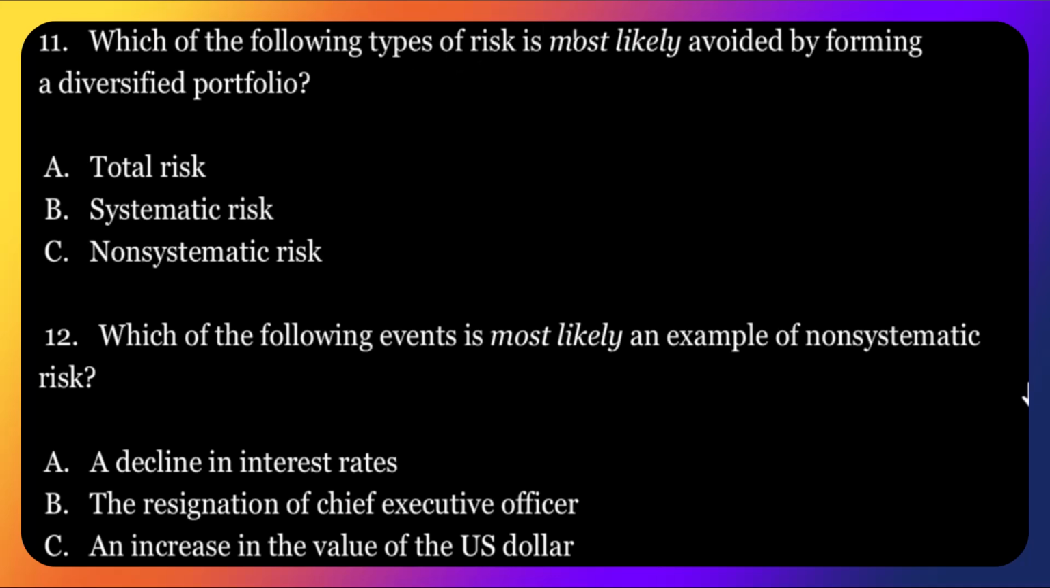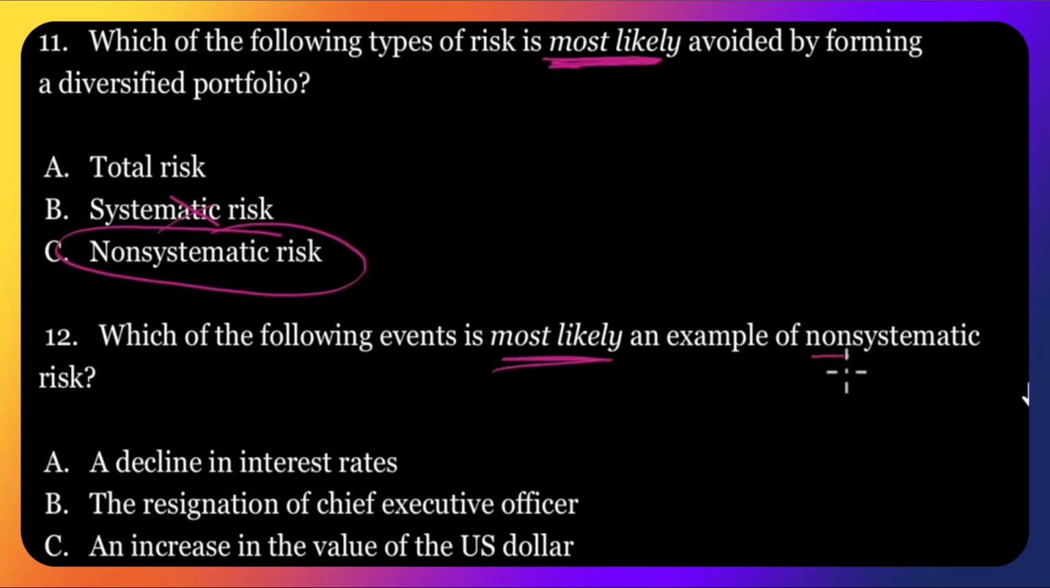11. Which of the following types of risk is most likely avoided by forming a diversified portfolio? Type of risk that is likely avoided. Total risk, systematic risk, or non-systematic risk? Well, systematic risk is risk that you can't get rid of. That's the market risk. So you cannot avoid that by diversifying. So it's either total risk or non-systematic risk. And total risk is systematic plus non-systematic. So what is most likely avoided? The non-systematic.